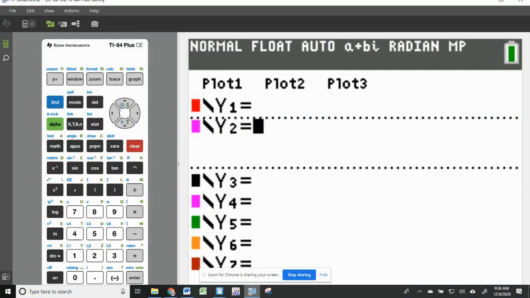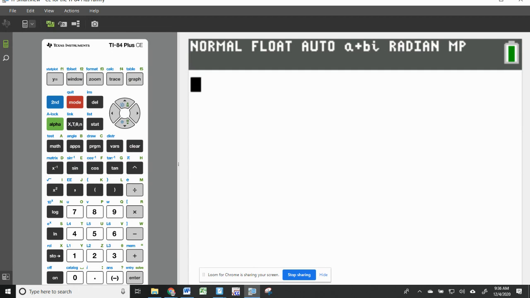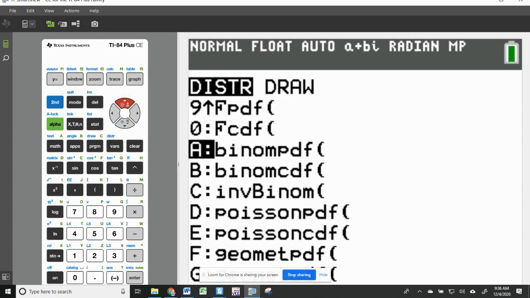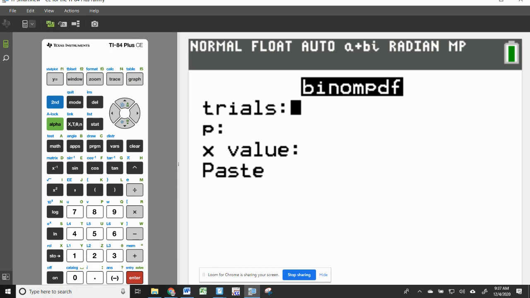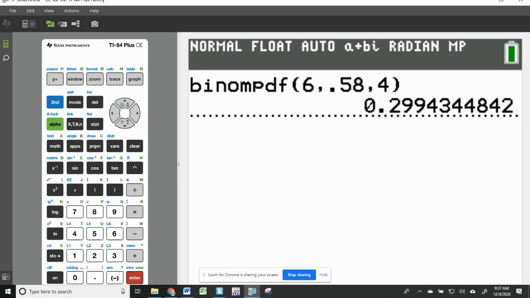So, if we go to our calculator, okay? The calculator has this built in. Our trials is 6, 0.58, and the number of successes is 4, 0.29. How'd you get to that? Okay, so, yeah, I'll show you that in a second.